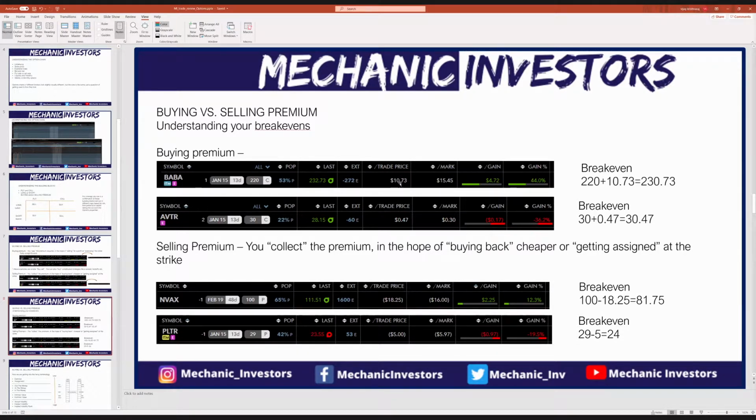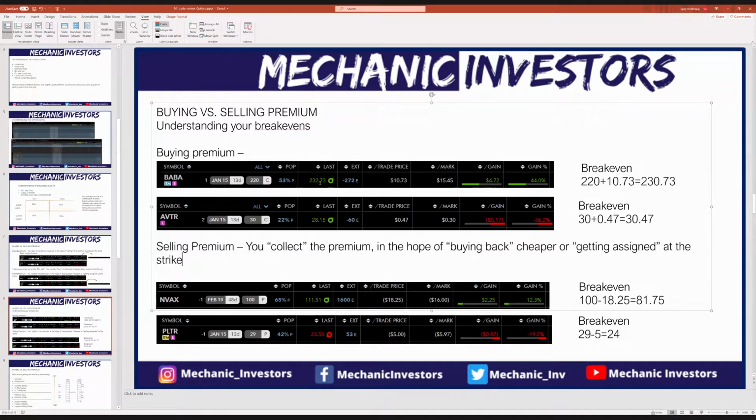I paid out of my pocket. So when am I going to make profit? What's my break even? I have to add the 220 plus the 10.73. So my break even is actually $230.73. So I am profitable in BABA only if BABA is higher than the 230.73, right? Same concept with the AVTR. 30 strike, I paid 47 cents. So I am break even only if it's above 30.47. Below that, I'm at a loss, right?